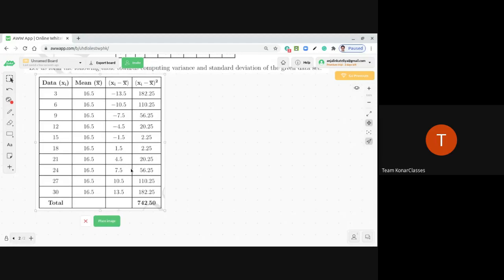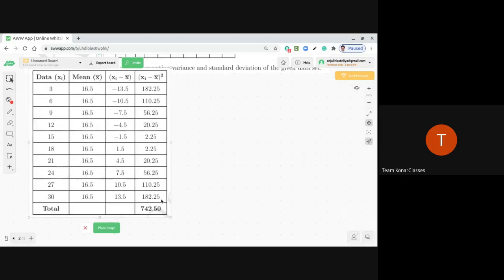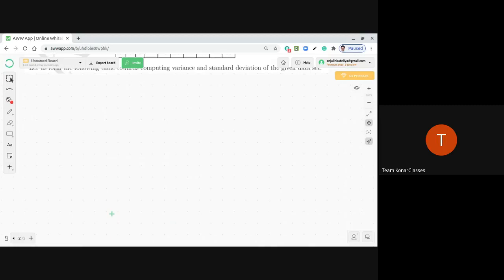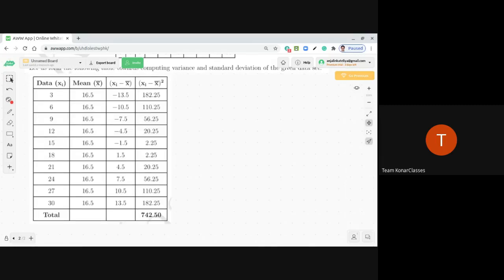Correct? I hope you understood the purpose of this table, because whatever values you see are computed in different columns, especially the last column is meaningful. And we take a sum of all this, right? So how do we compute? First, the data is given, xi. We know the mean, that is 16.5. We computed the mean, the sum of all this data by number of data. Then we found xi minus x bar. Some are positive, some are negative. But the moment we make a square, all are positive, and then we found their sum, that is 742.50.